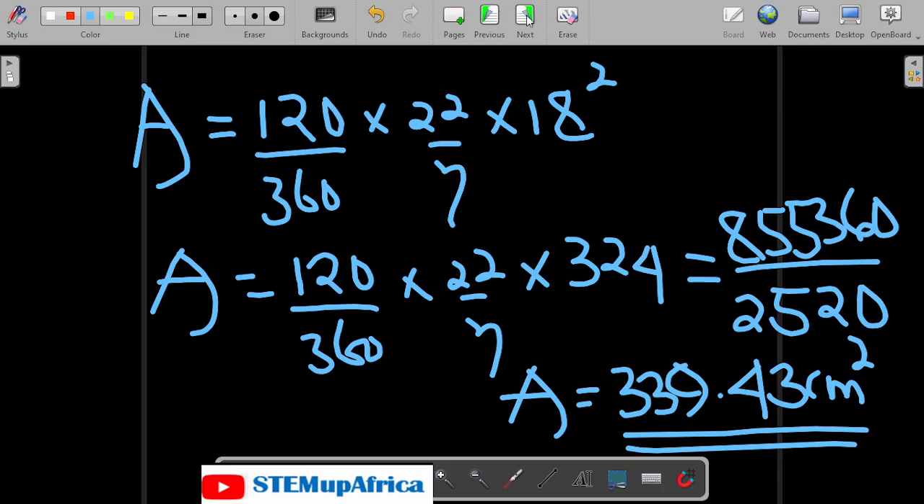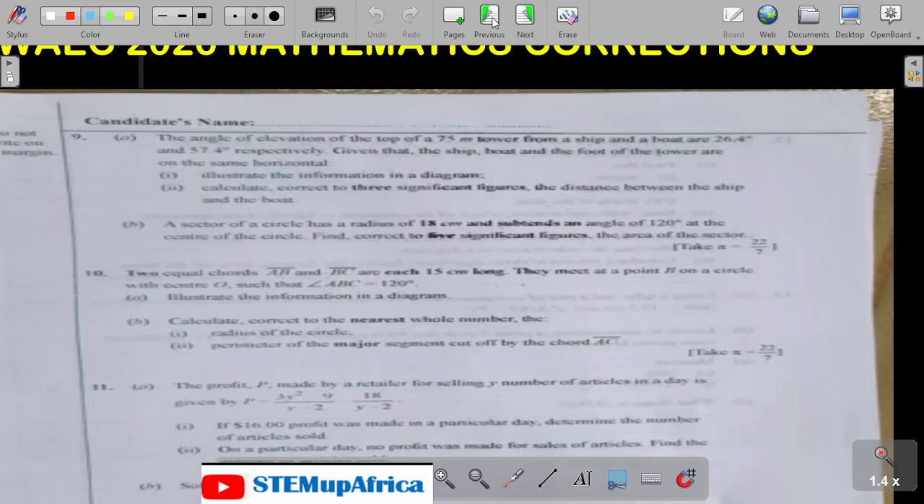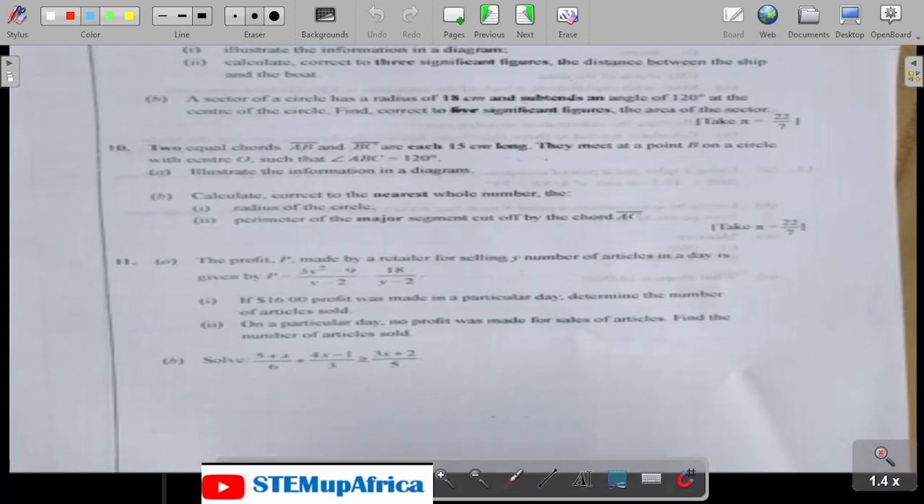So let's look at question 10. Question 10 is a very fascinating question. It said, two chords. You know what a chord is? It's a straight line that touches two points on the circumference of the circle at a certain distance from the center. Say two chords AB and BC. You can see there's a common point between the two chords, which is point B. So put that in mind. Each is 50 centimeters long.